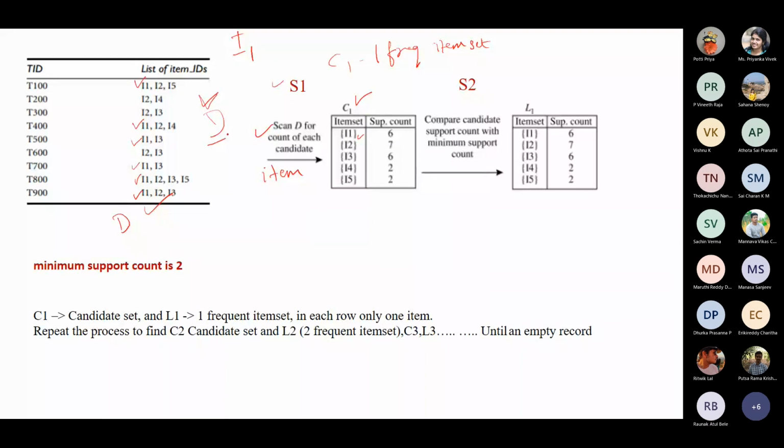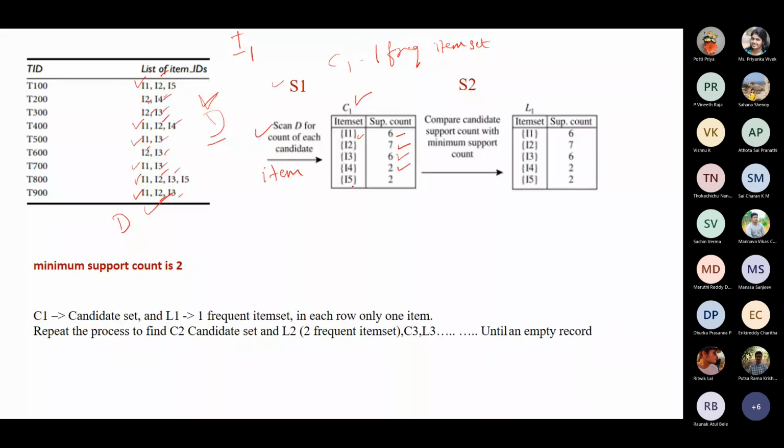So I1 is appearing 6 times. So support count is 6. Now check for I2. How many times is I2 appearing? 1, 2, 3, 4, 5, 6, 7. Support count is 7. Next, I3. How many times is I3 appearing? 1, 2, 3, 4, 5, 6. Support count is 6. I4: here 1, 2. Only 2. So support count is 2.